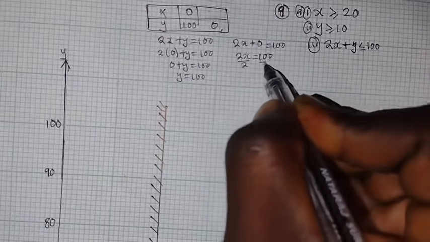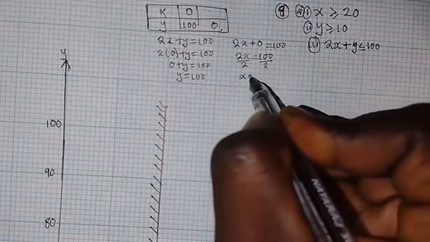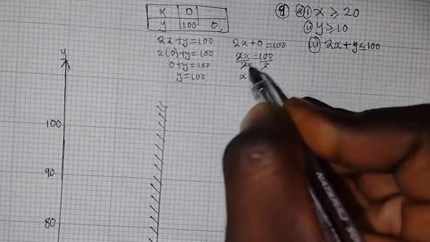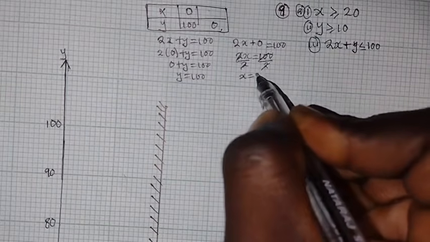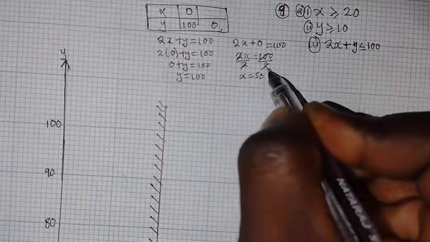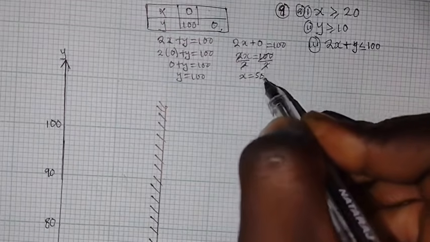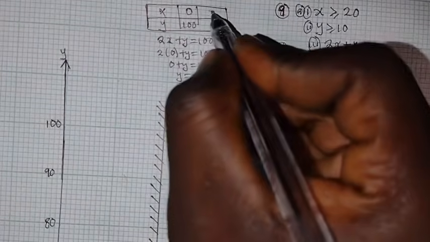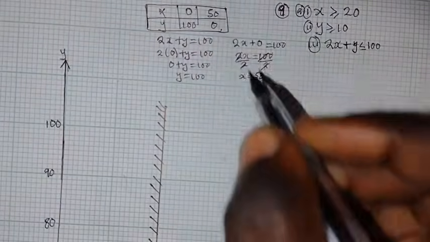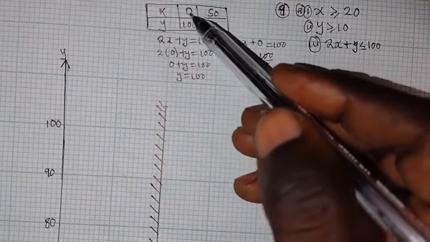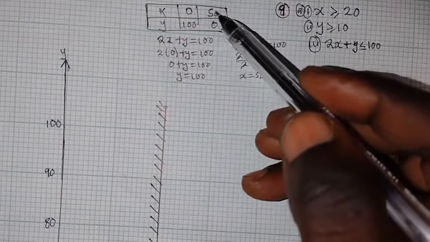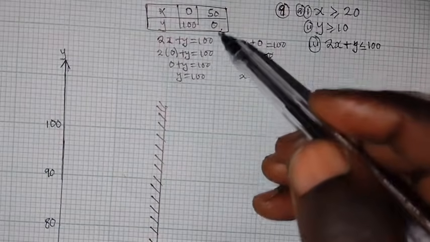So we divide by 2. We divide by 2. x is equal to, we can cancel, it's a 50. So the value of x will be 50. So you can use these coordinates. So this is 0, 100 and this is 50, 0 to plot.